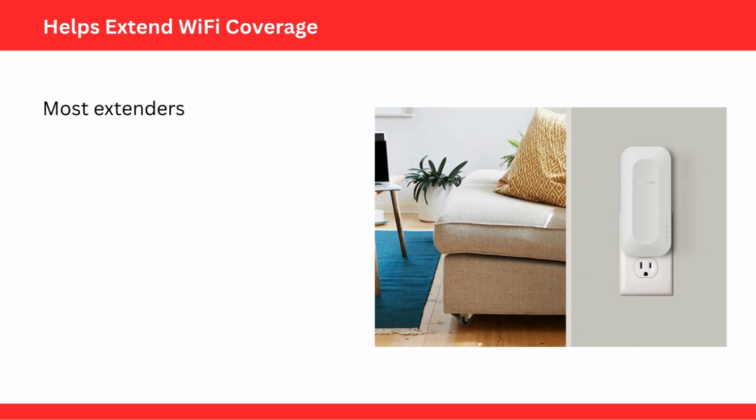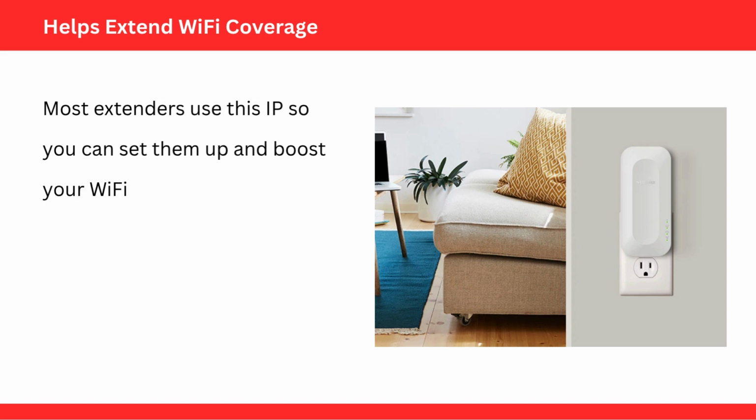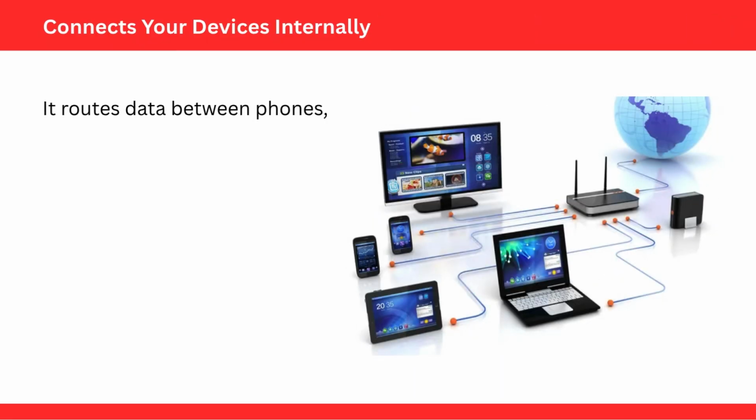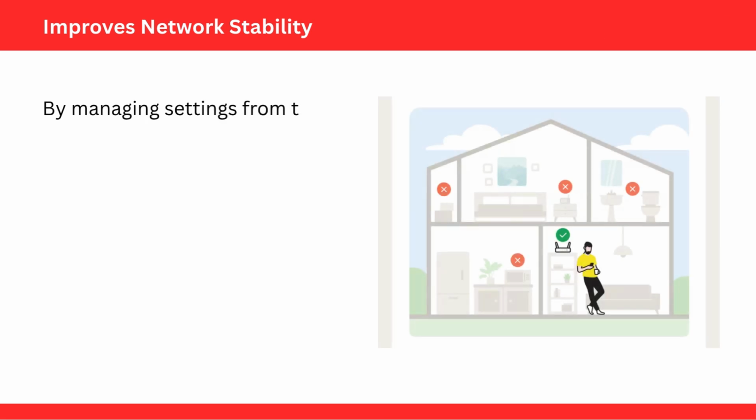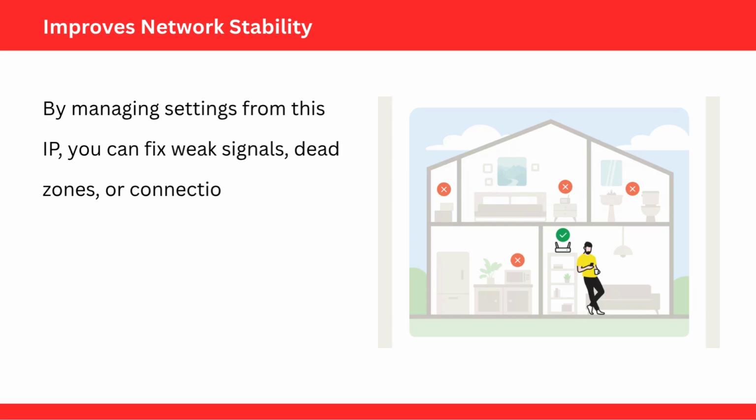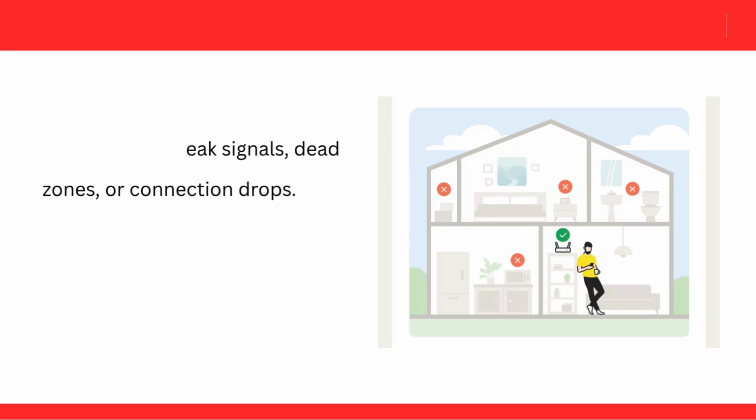Helps extend Wi-Fi coverage. Most extenders use this IP so you can set them up and boost your Wi-Fi signals across rooms. Connects your devices internally. It routes data between phones, laptops, and smart devices inside your home network. Improves network stability. By managing settings from this IP, you can fix weak signals, dead zones, or connection drops.